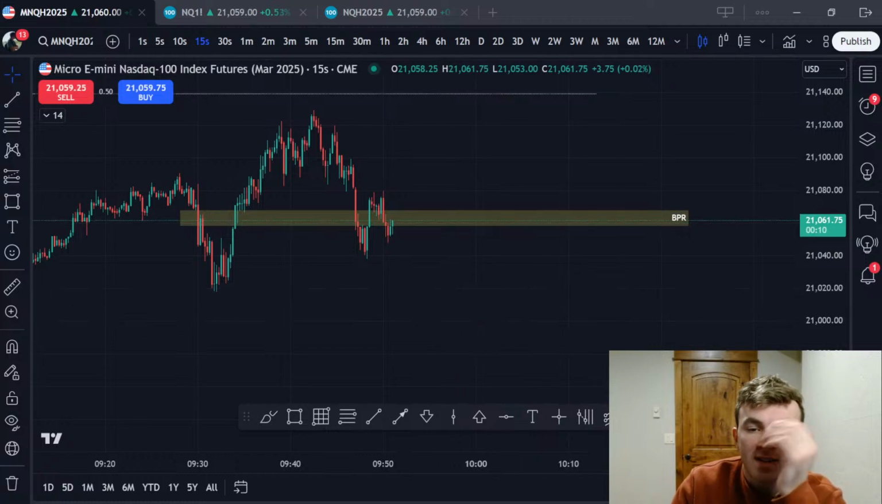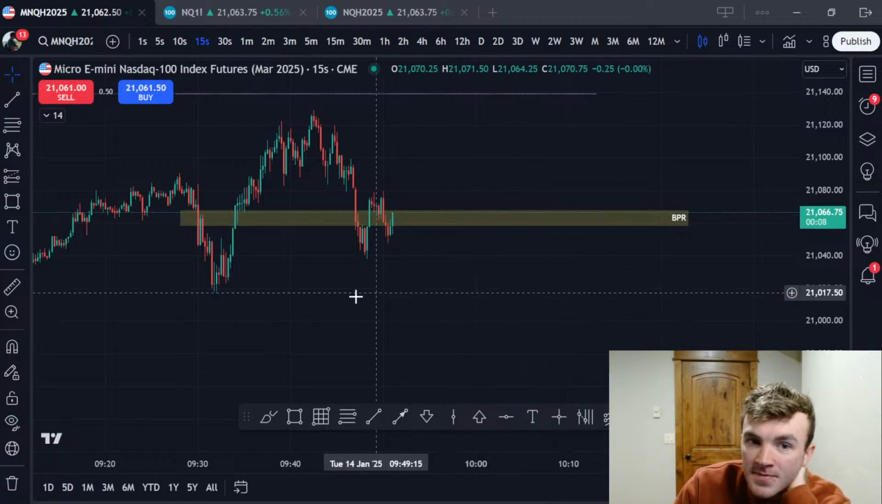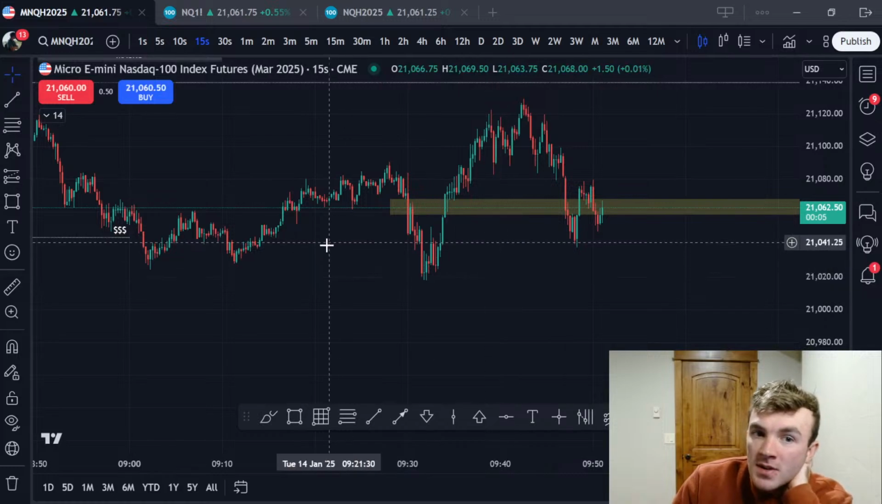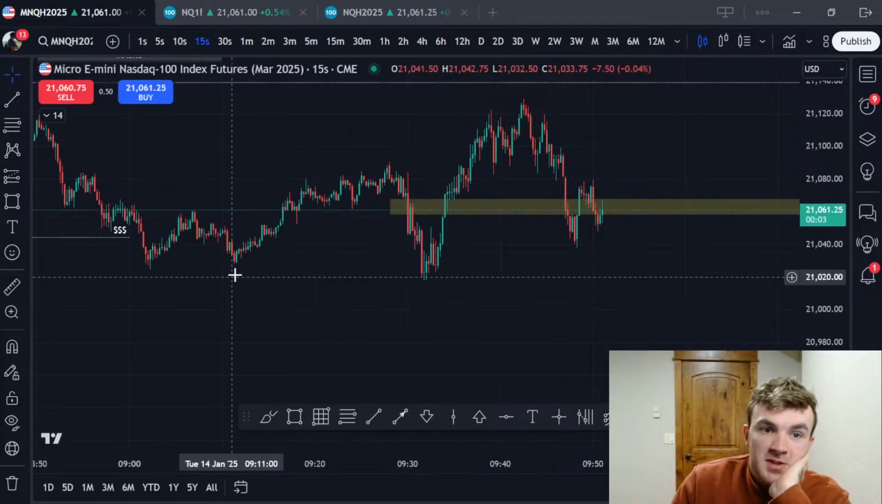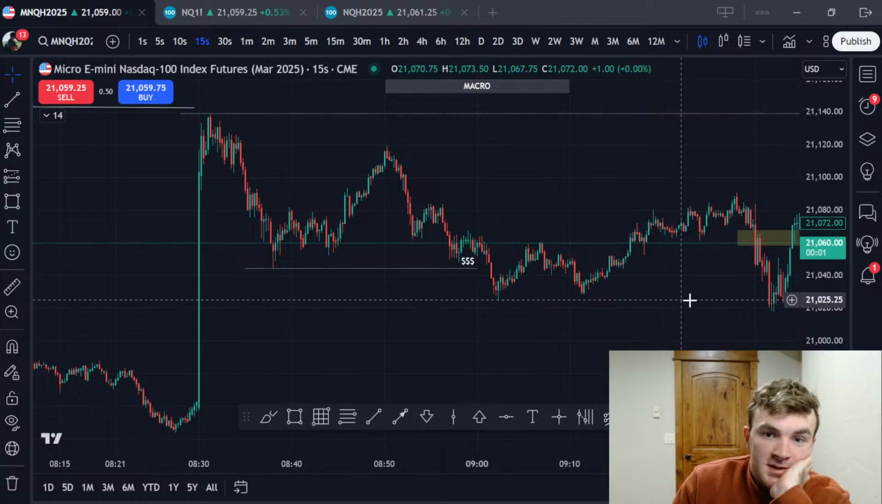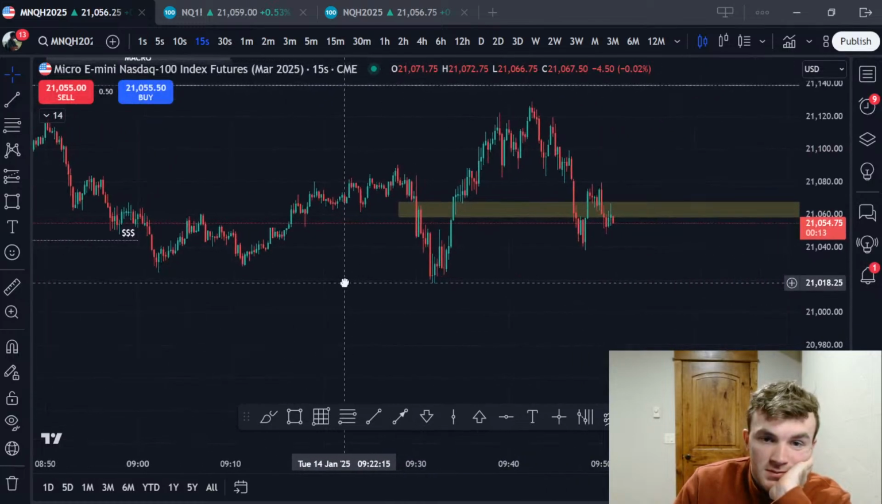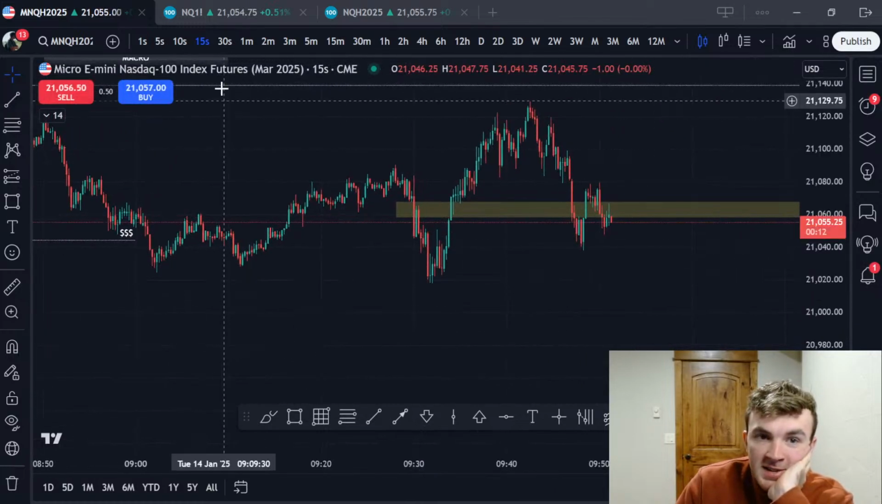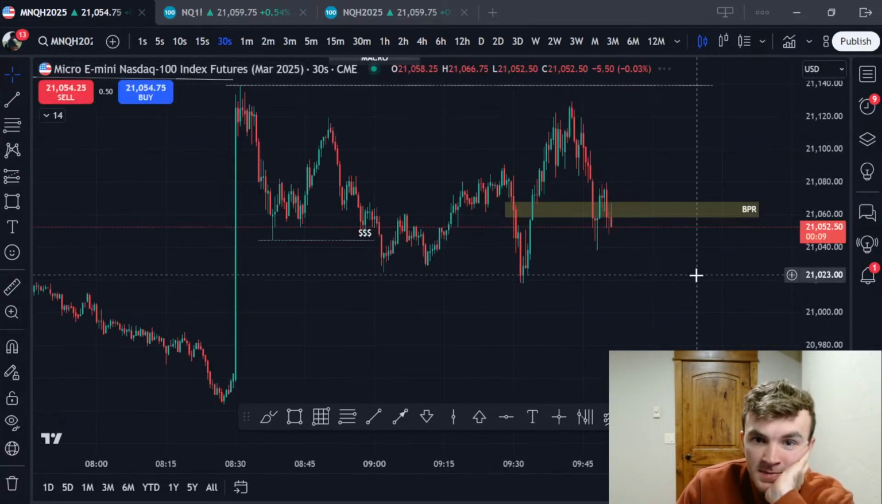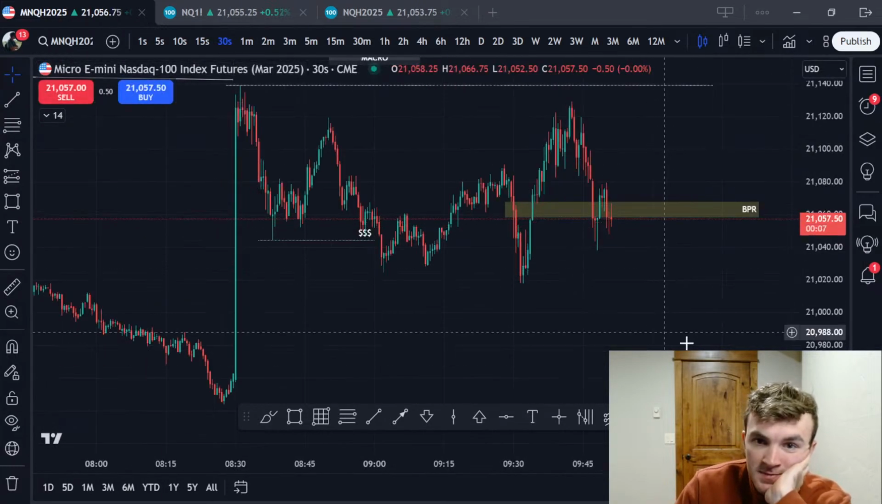I kind of like the 15 second a lot because you can get really, really precise with your understanding of where the liquidity is. It's just a lot more precise than the 1 minute and the 30 second. But that's just my thoughts on it.